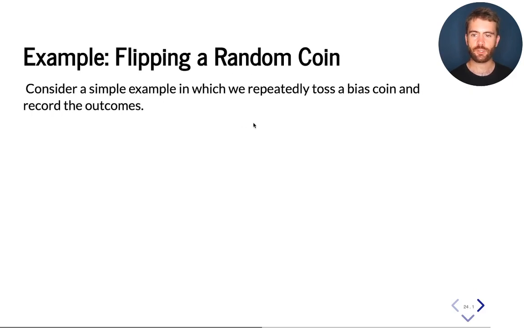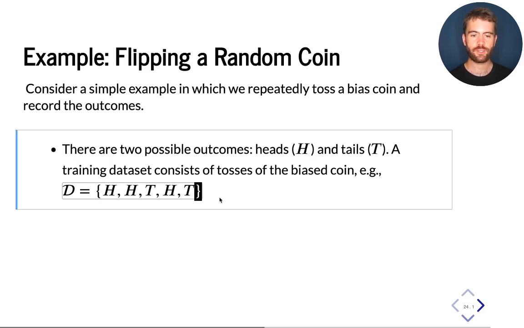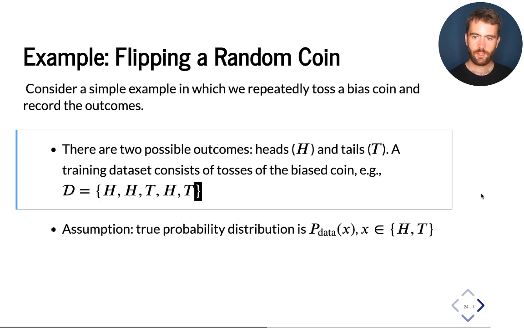Let's now consider a simple application of maximum likelihood just to get a better intuitive understanding of what it does. Let's say that we are flipping a random coin and we have a data set of coin flips where the two possible outcomes are either heads or tails. And this is what our data set can look like. Here we have 5 throws and we have 3 heads and 2 tails.